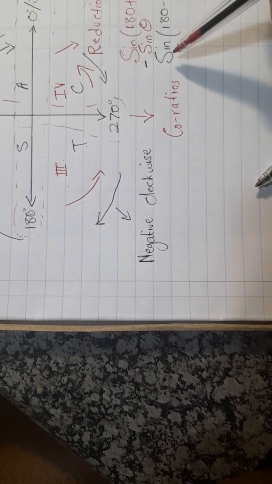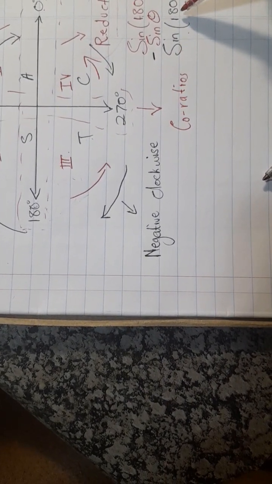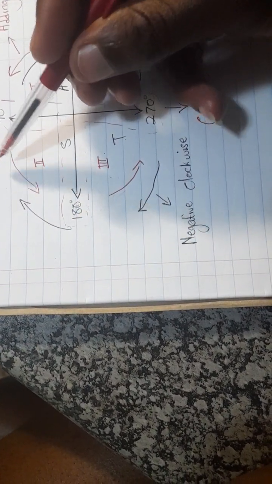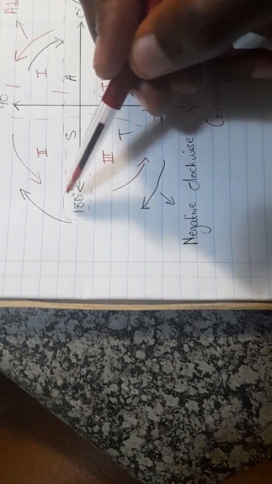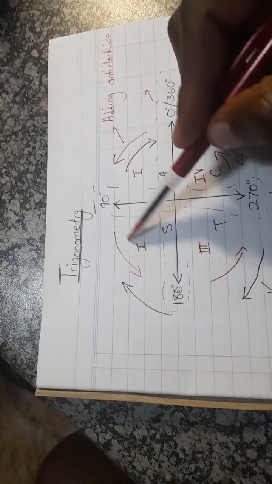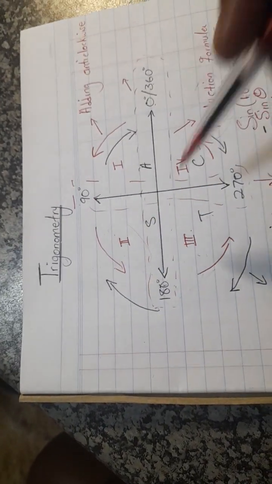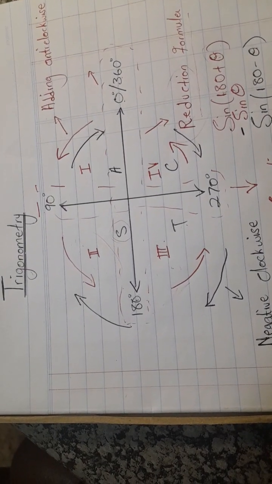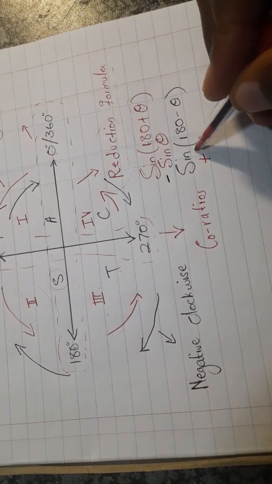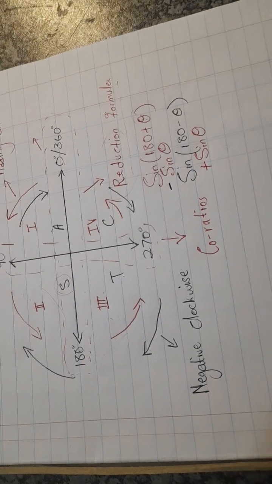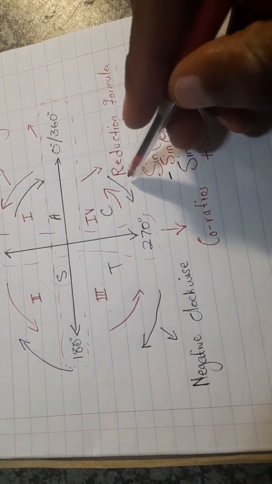So this side, it says what? Sine 180 minus theta. What did I say about minus? You go in a clockwise direction. 180 minus 10, 180 minus 80, it comes this side. 180 minus any number less than 90 takes us to which quadrant? Second quadrant. Only sine is positive in a second quadrant. So we will have positive sine, then we take our theta. Simple, right?